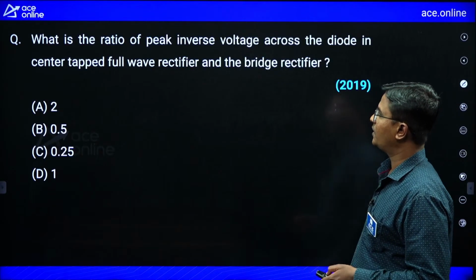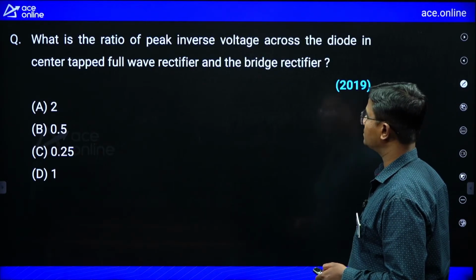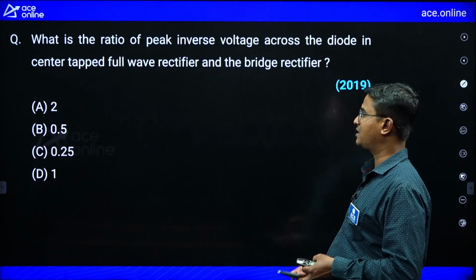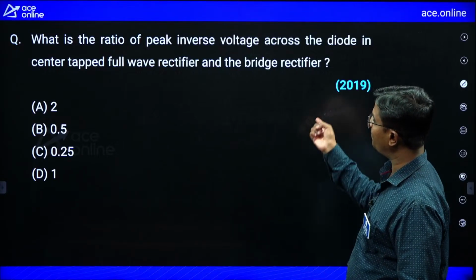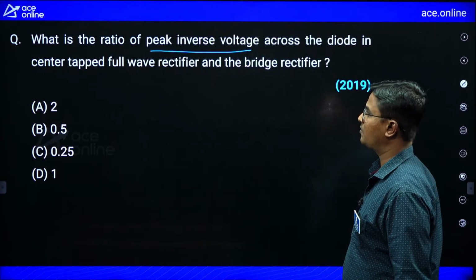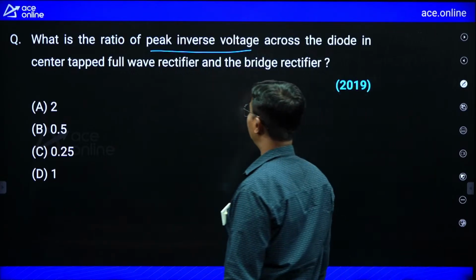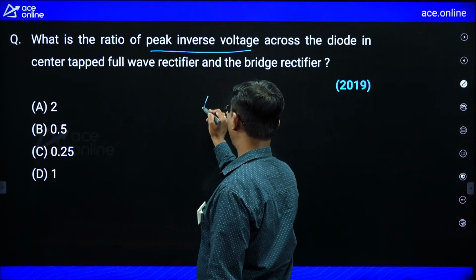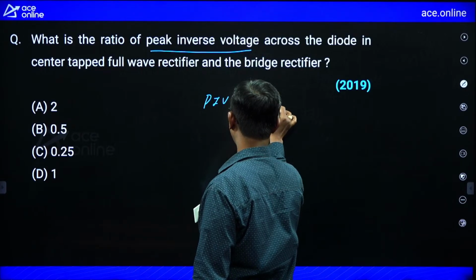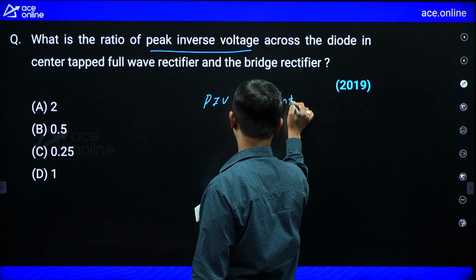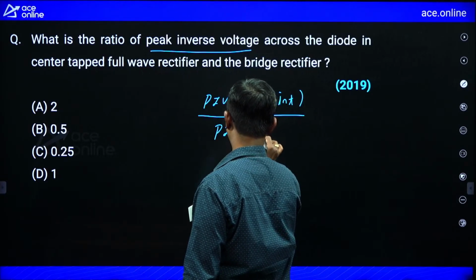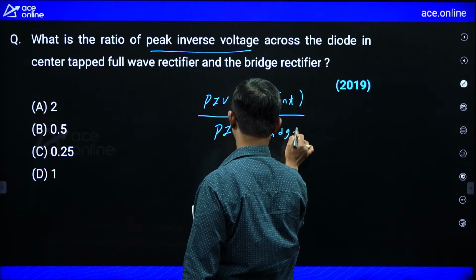Next, what is the ratio of peak inverse voltage across the diode in a center tapped full wave rectifier and the bridge rectifier? What is the ratio of the PIV rating? Peak inverse voltage means PIV rating across the diode in a center tapped and in a bridge rectifier. So they are asking PIV in the center tapped, that is the midpoint rectifier, to the PIV in a bridge rectifier. What is the ratio?